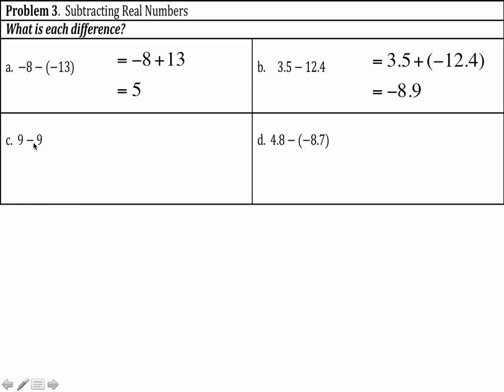9 minus 9. Really, that's 9 plus negative 9, if you think of it like that. This is a nice illustration of how the rule works. We all know that 9 minus 9 is 0, so understand what they're trying to do. Add the opposite of 9. If I added the opposite of 9, 9 plus negative 9 would just be 0. 4.8 minus negative 8.7. Well, 4.8 plus the opposite of this number would be 4.8 plus positive 8.7. They're both positive, add them together, keep the sign you got.